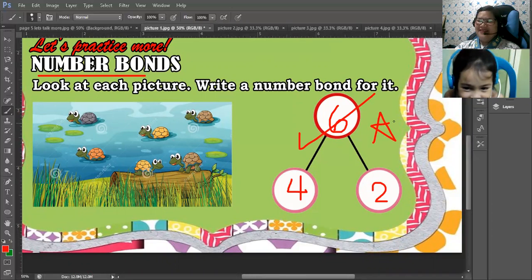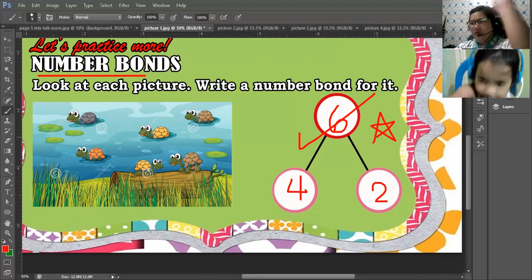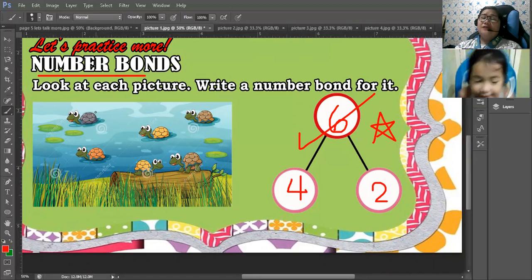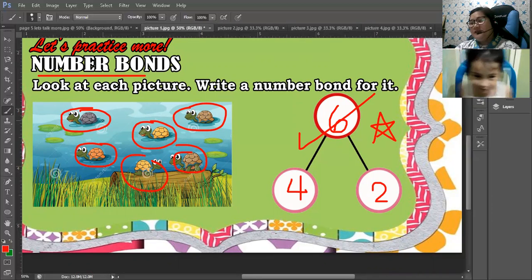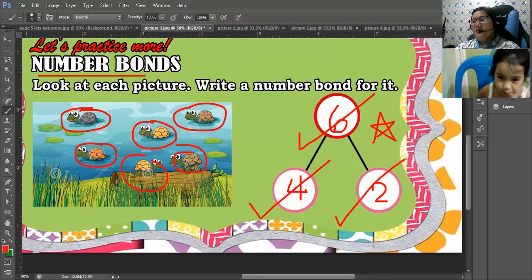Oh, galing, Zoe. Can you give teacher a high five? Come on. Woo! Yeah. Woo! All right. And also, Zoe, you can see here there are 6 turtles all in all, right? You can even count them here, right? 4 turtles in the water, 2 turtles on top of the log. So there are 6 turtles all in all. Very good. Yay!